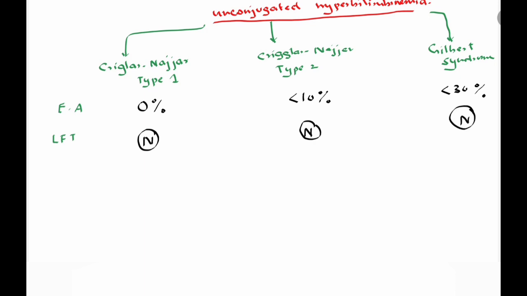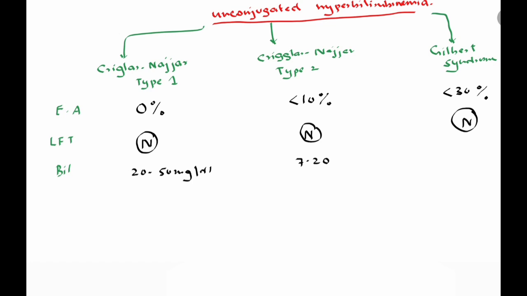And liver function tests will be normal in all the three types, that is Crigler-Najjar type 1, type 2 and Gilbert syndrome. In Crigler-Najjar syndrome type 1, bilirubin is around 20 to 50 mg per deciliter, while in Crigler-Najjar syndrome type 2, it is around 7 to 20 mg per deciliter. In Gilbert syndrome, it is less than 5 mg per deciliter.